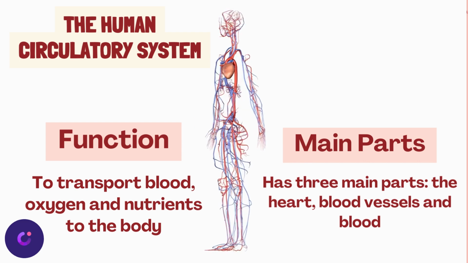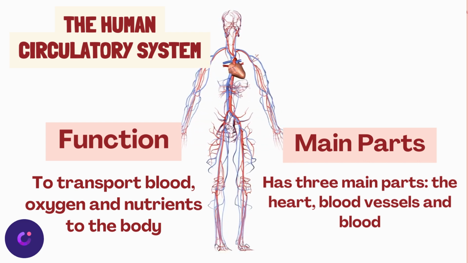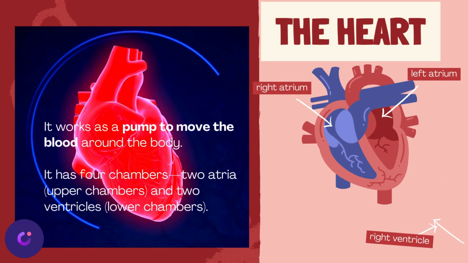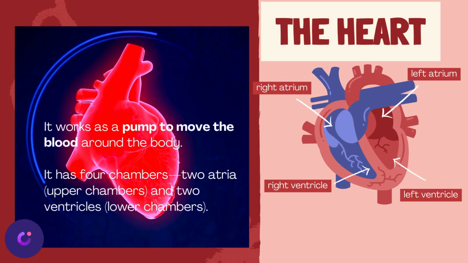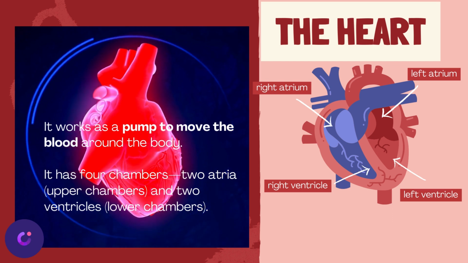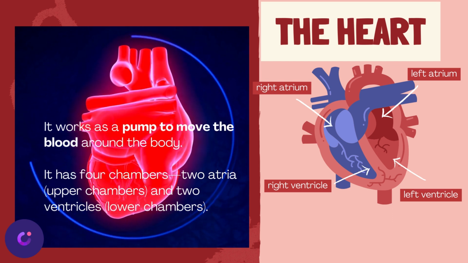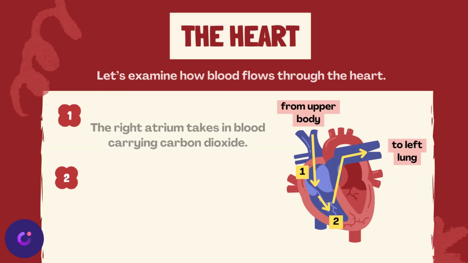And main parts, it has three main parts. Number one, heart. Number two, blood vessels and blood. The heart works as a pump to move the blood around the body. It has four chambers, two atria and two ventricles.